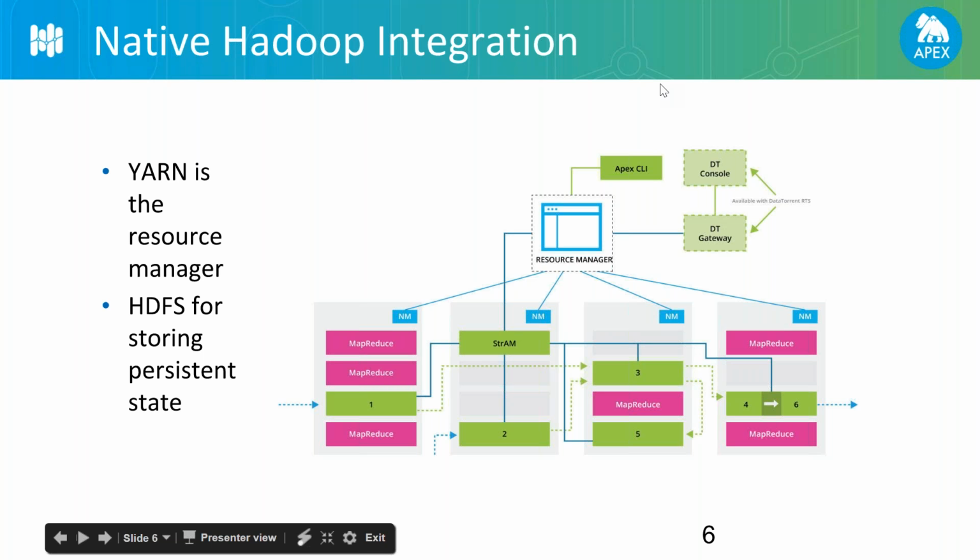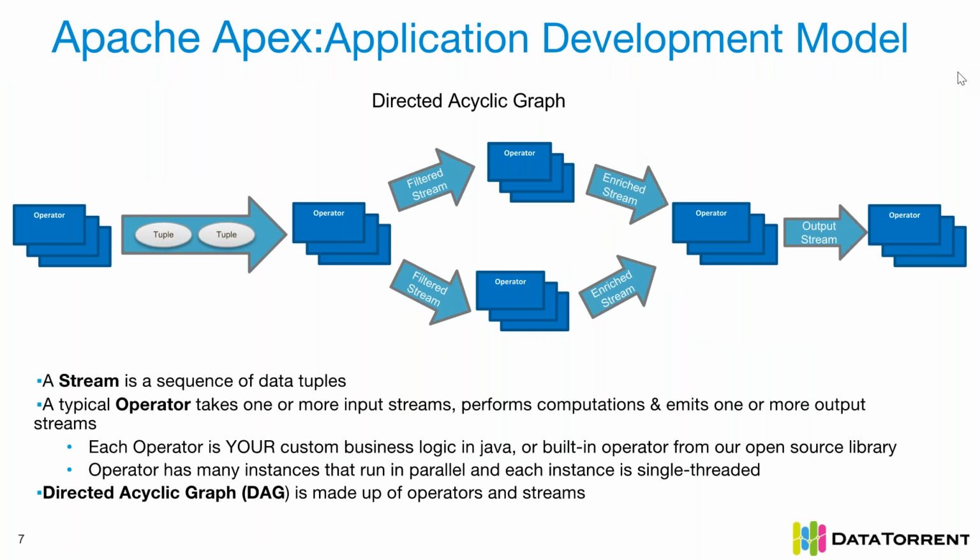So we'll continue with the application development model now. An Apache Apex application more or less looks like a directed acyclic graph. A directed acyclic graph is made up of operators and streams. A stream you can consider as a sequence of data tuples, and a stream connects two operators.